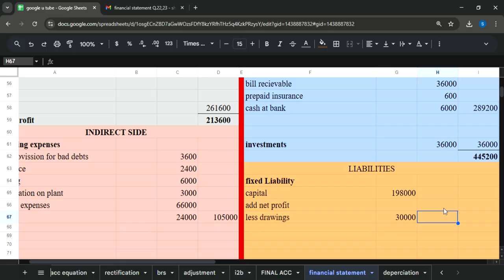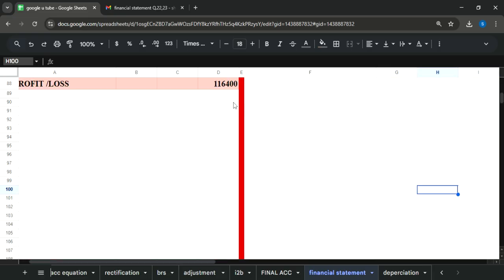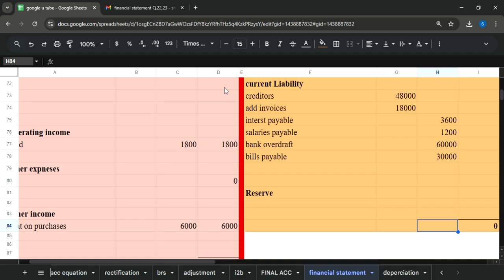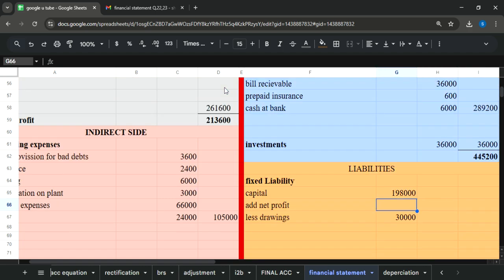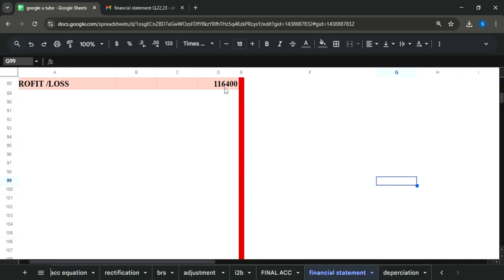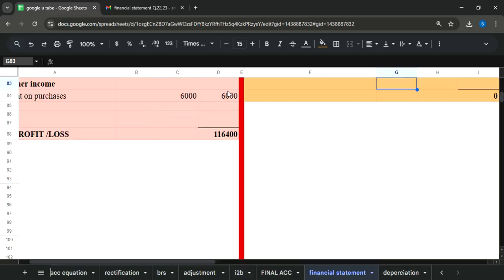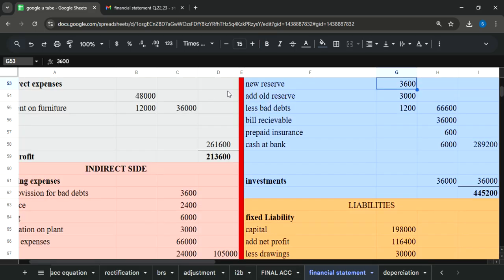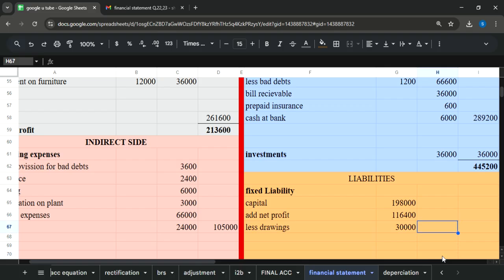We are now open to calculate our last part, and that is liability side. This was your net profit 116400. You will add 116400. It was required to be added. This was your net profit 116400, and this was added in liability side. So let's calculate final answer of capital, amount of capital. Then you will add your net profit, then subtract your drawings.